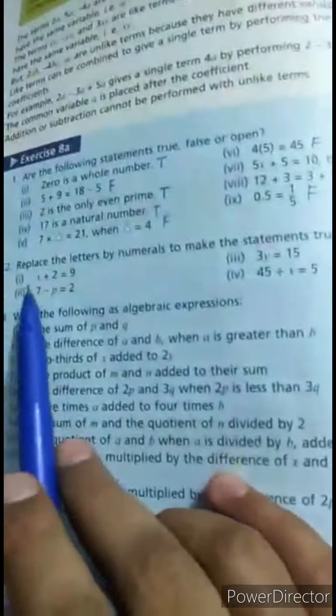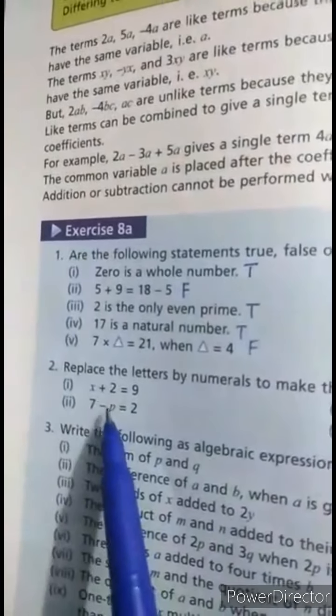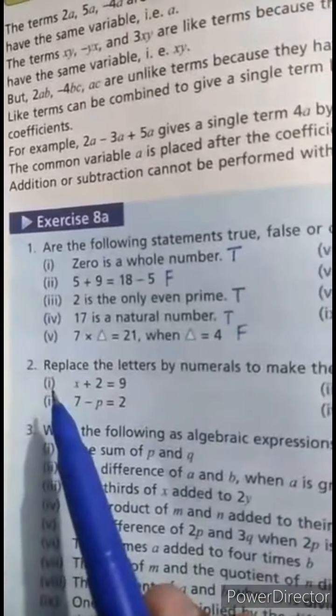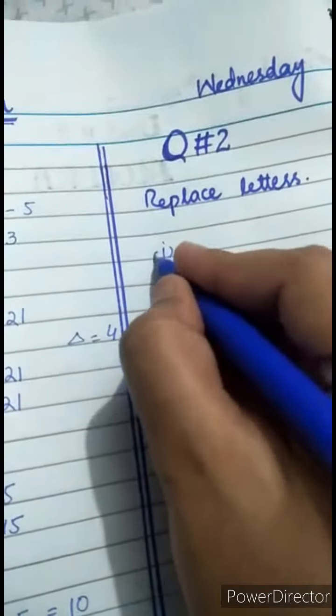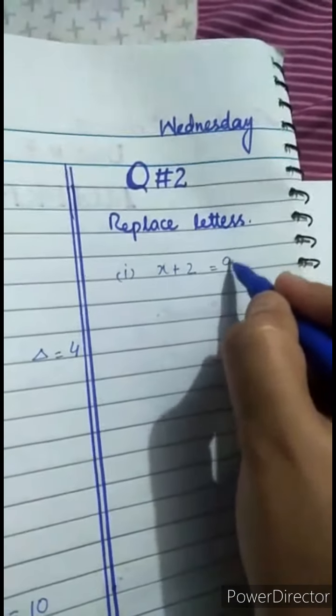Now question number 2 is: replace the letters by numerals to make the statements true. We have to find the value of the variables or letters x, p, y and x. Let's solve question number 1 first. Question number 1 is x plus 2 equals 9.